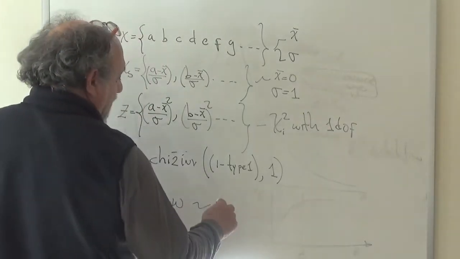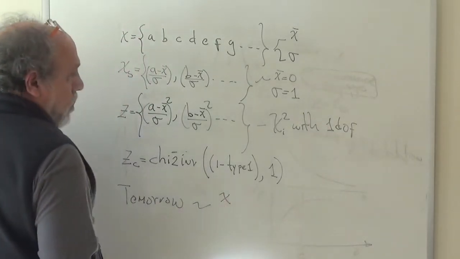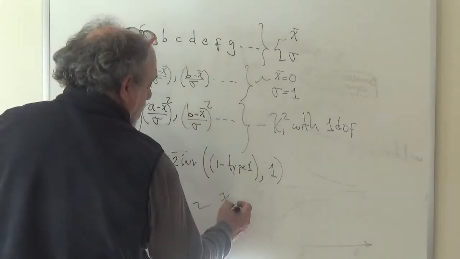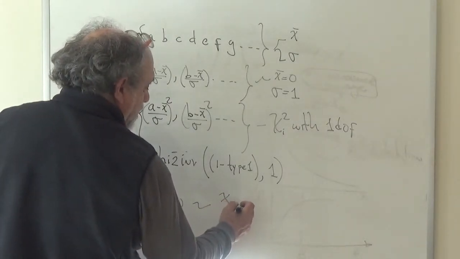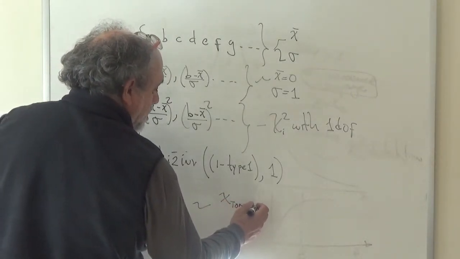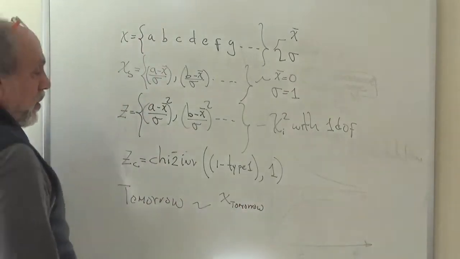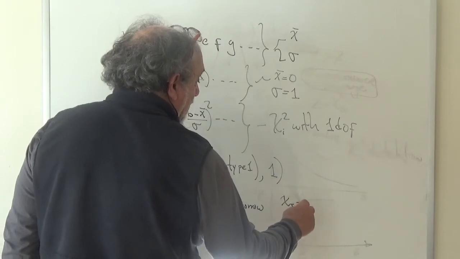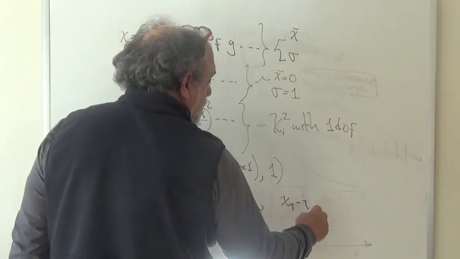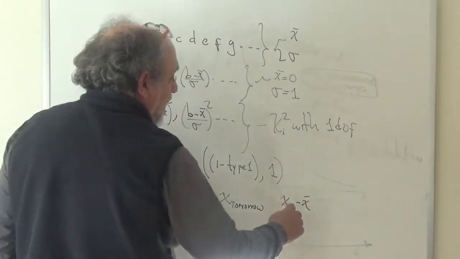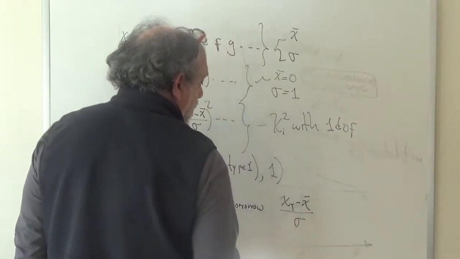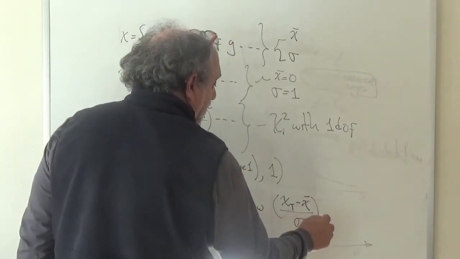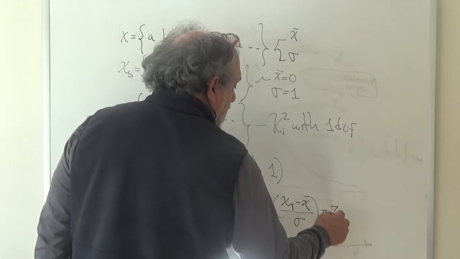Tomorrow, when I am doing some test and I get my frequency, so tomorrow I have an X of tomorrow, just one test. What do I do with that X? I take that X of tomorrow, I subtract the mean from the reference data, I divide it by the standard deviation of the reference data, and I get my Z.